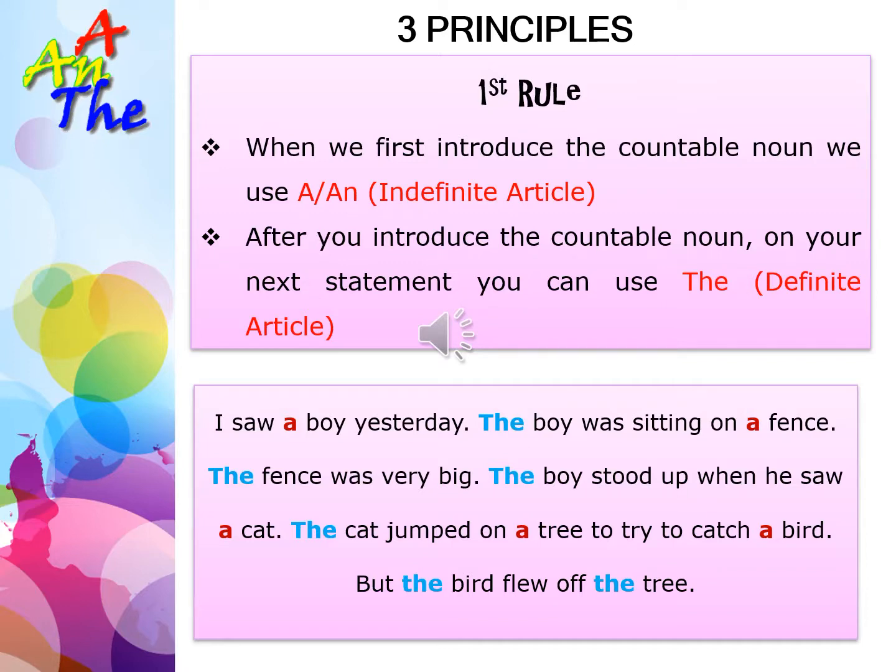Now, if you observe, we used the indefinite article a when we first introduced the countable nouns. For instance, boy, fence, cat, tree, bird. When we first introduced them, we used a, which is the indefinite article. When we spoke about these nouns in our next sentence, we used the word the. Am I clear? This is the first rule. I hope I am clear to all of you.